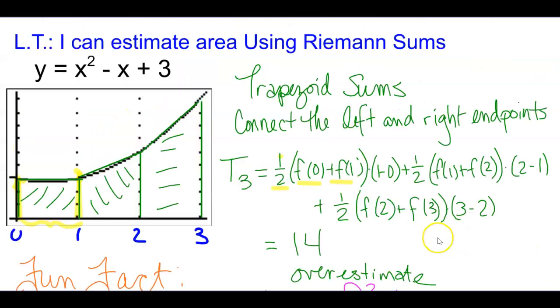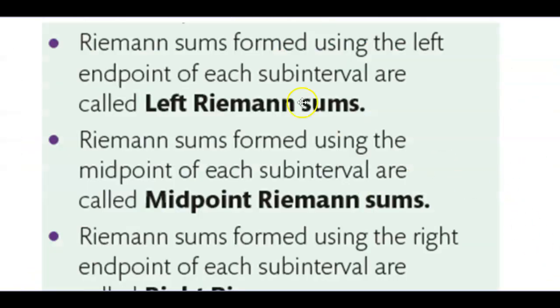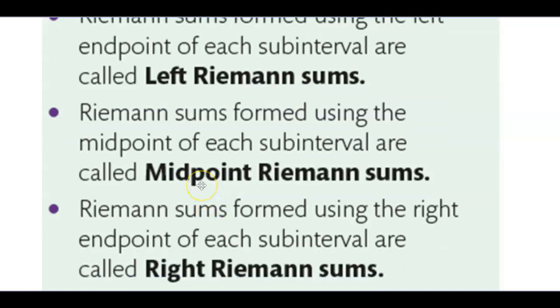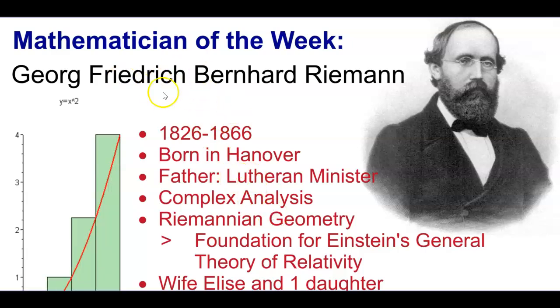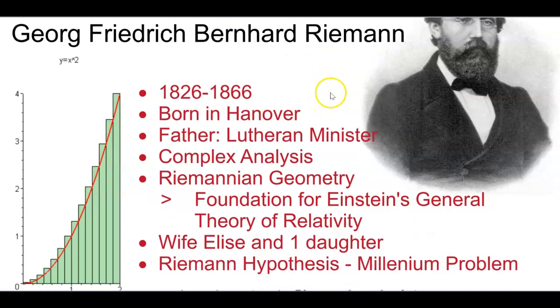All right, let's actually look at these now. Oops, wrong one. And give you a chance to just recap what we did. Riemann sums formed using the left endpoints are called left Riemann sums. Ones using the midpoint are midpoint Riemann sums. And the Riemann sums using the right endpoints are called the right Riemann sums. When you connect the left and the right, you get trapezoidal sums. So, really quick, if you'd like, you can read more about this Riemann guy we've been talking about. Here's kind of his mathematician piece.